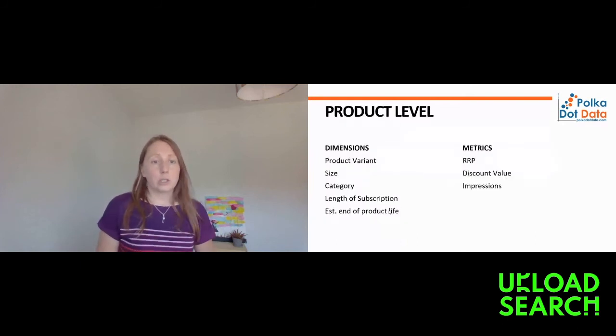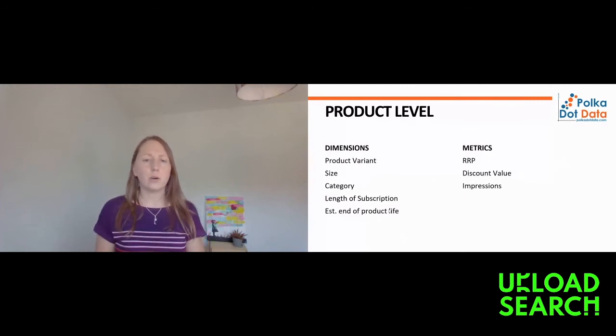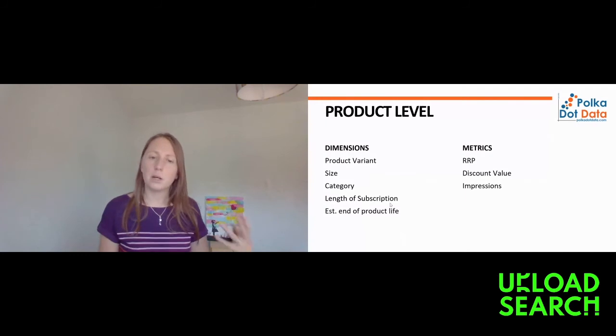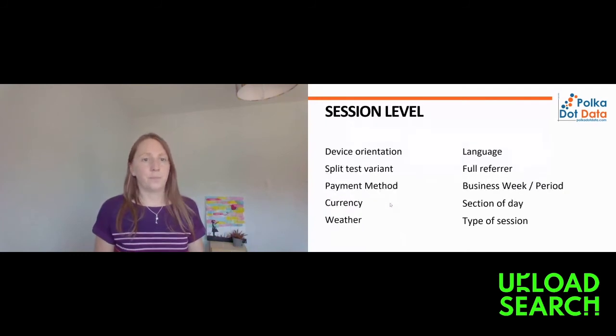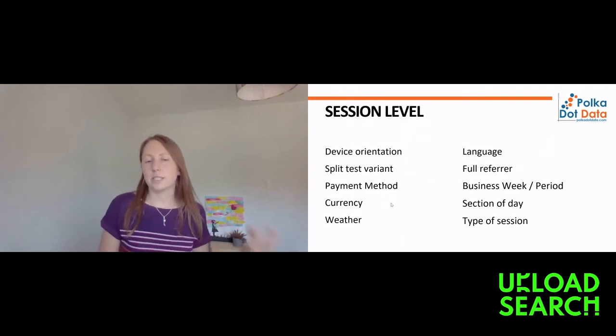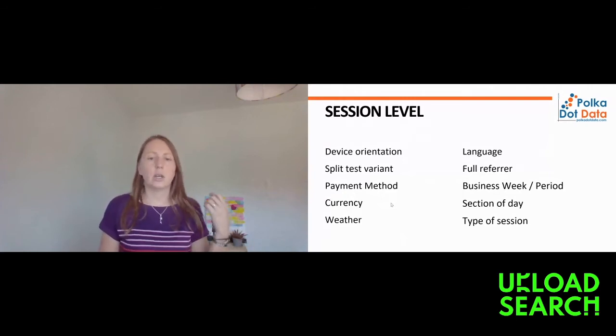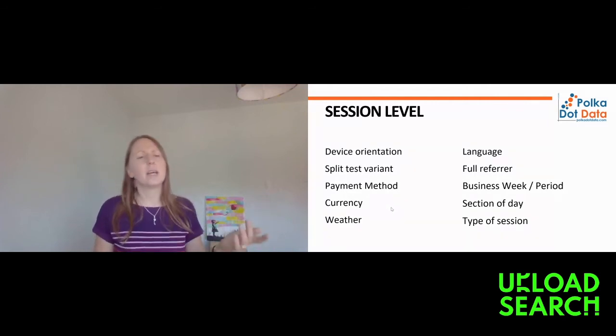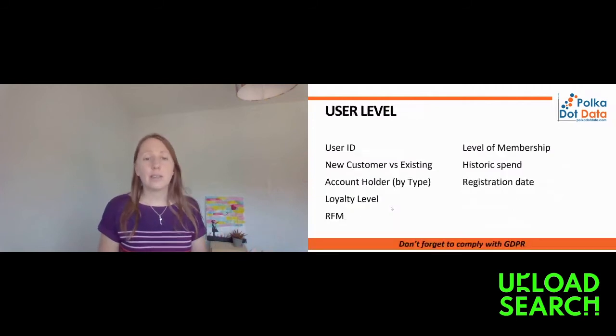So then we've got dimensions and metrics for products. These are just standard things, but metrics you might not have considered, maybe RRP, discount value, impressions. Just be careful how many times you're sending each of those, or where, in case you end up with way inflated metrics, but they can be really useful as well. We've got session level ones: device, weather, time of day, a type of session. Full referrer is really useful, and although you might want to do that here, you may not. And payment method, things like that.